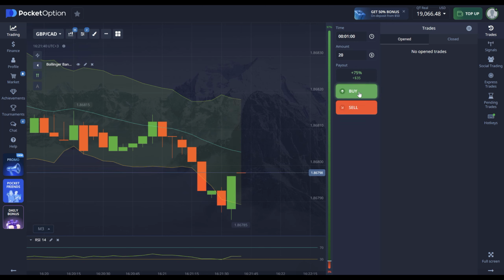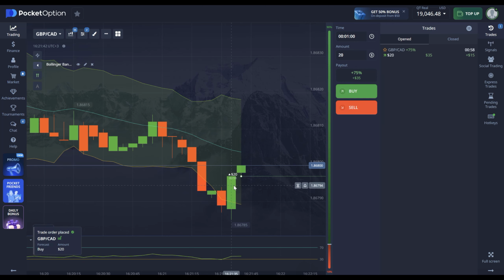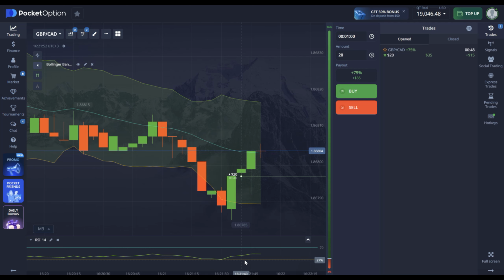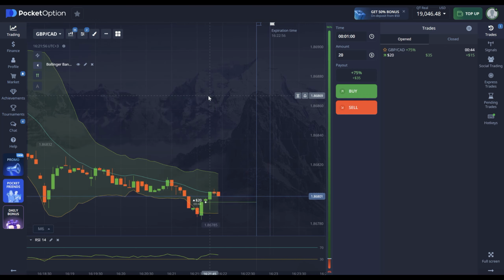So we have a signal appearing. Yes, a signal has appeared. The price was moving along the lower boundary of the Bollinger Bands. The RSI indicator reading went below the 30 level and then returned into the corridor between the 70 and 30 levels, and on the new candle, I open a trade for an increase for 1 minute.